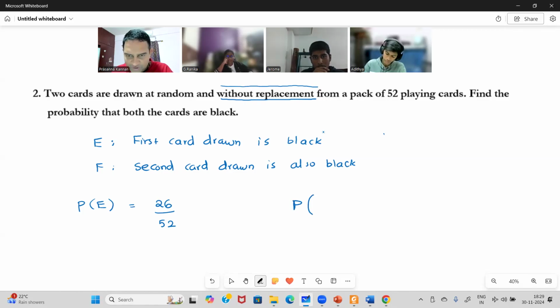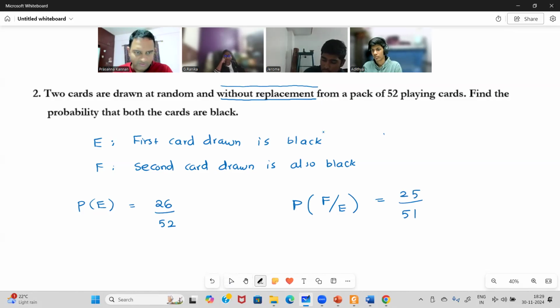Now when you write P of this one, you should write it as P of F given E, correct? What is the probability that the second card is black, given that the first card was black? So what is your answer going to be? 25 by 51, sir. Excellent. But what is asked here is, find the probability that both the cards are black, which means the first card should be black and the second card should also be black. Did you understand? Yes, sir.